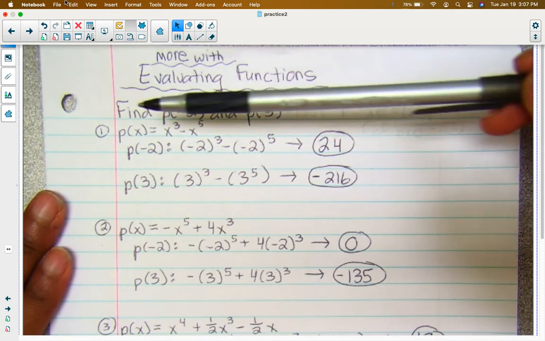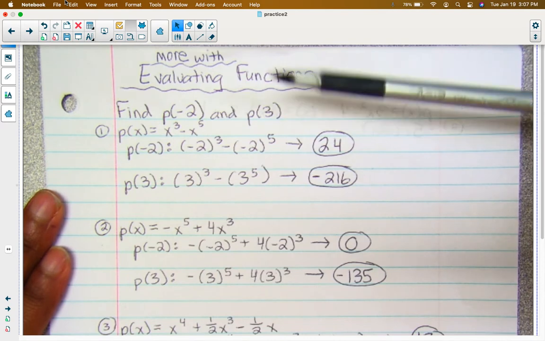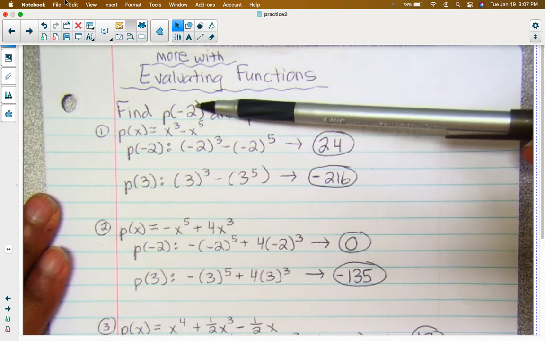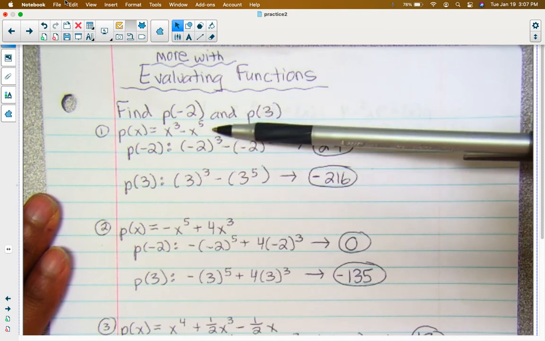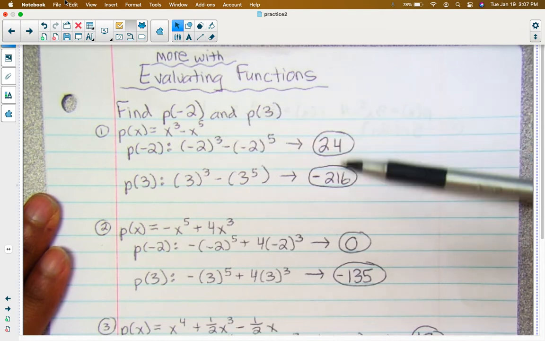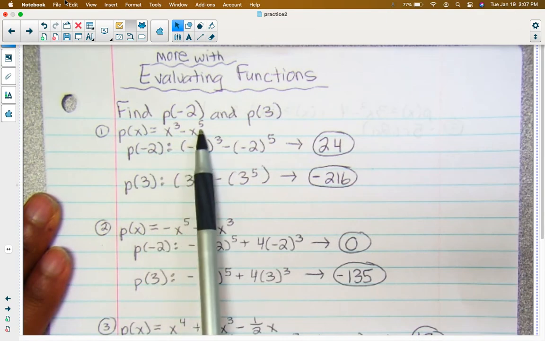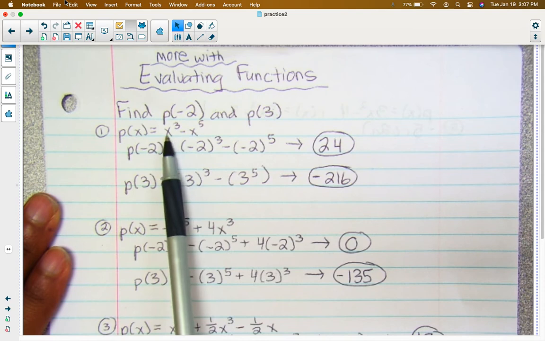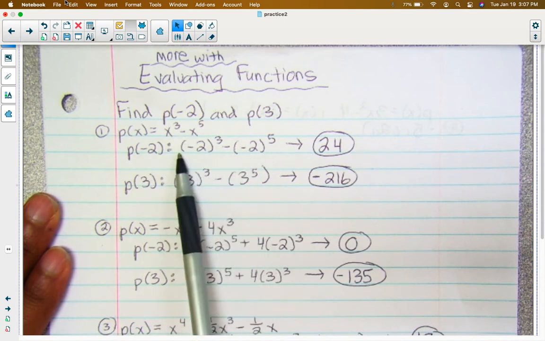So this first one says find p of -2 and p of 3. This means to take -2, substitute it into our function. Take +3, substitute it into our function. So I've already set that up for us. So the function that we're working with is x to the third minus x to the fifth. Every place we see an x, we're going to substitute -2 in, which I've already done.